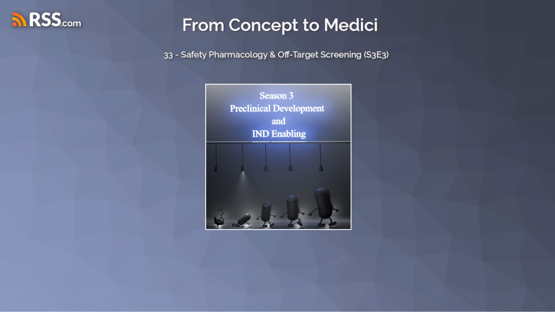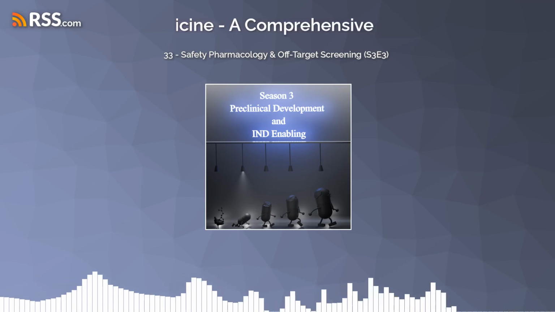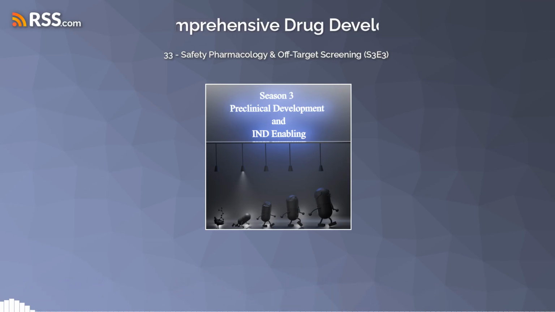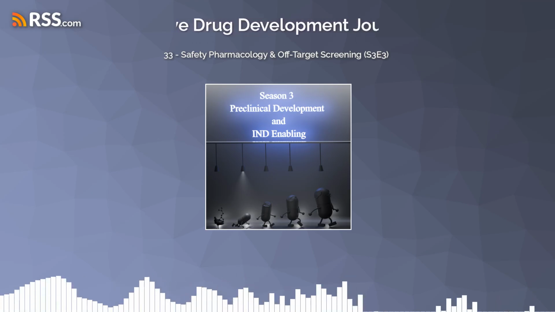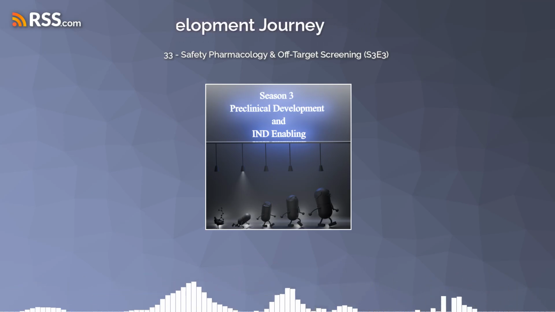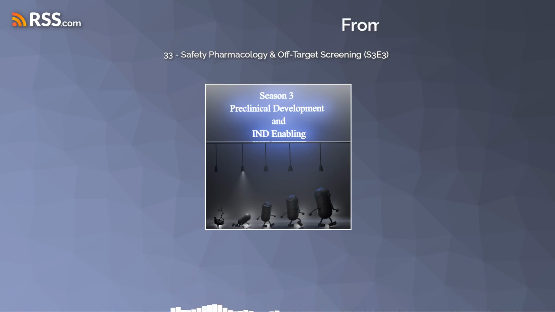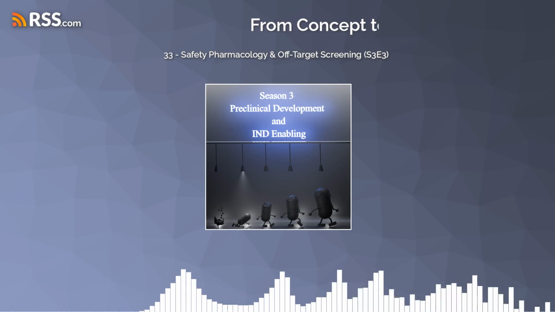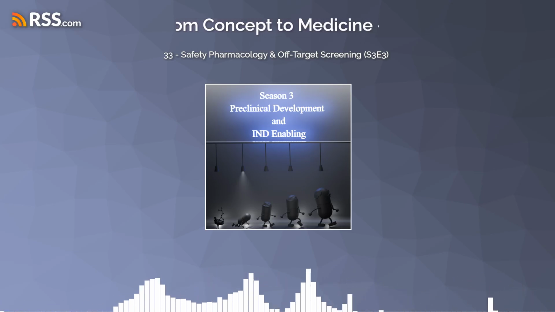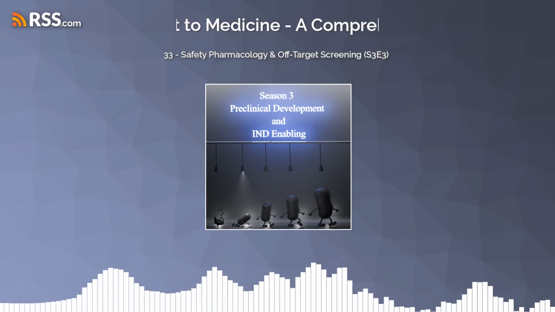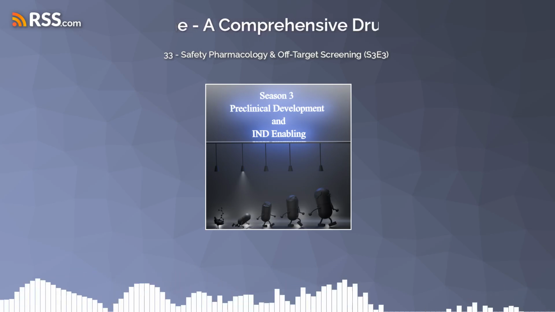I can imagine. But even with all this fancy technology, it seems like predicting every possible off-target effect would be, well, pretty much impossible. You're right. The human body is incredibly complex, and there's always a chance of unexpected interactions. That's why it's so important to keep monitoring things even after a drug is approved and people are taking it. So the safety investigation doesn't end when the drug's available at the pharmacy.